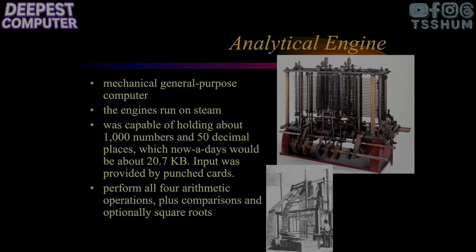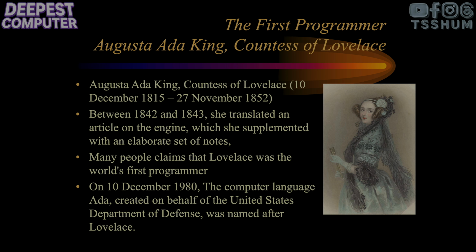Babbage also designed the Analytical Engine, a mechanical, general-purpose computer run on steam. It used punched cards for input and could perform arithmetic operations, comparisons, and square roots. Augusta Ada King, Countess of Lovelace, is often called the world's first programmer.